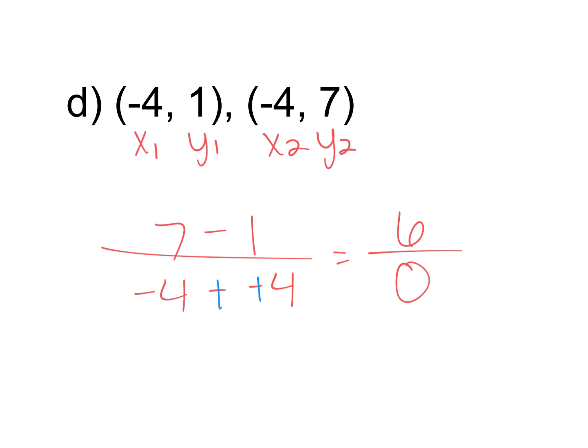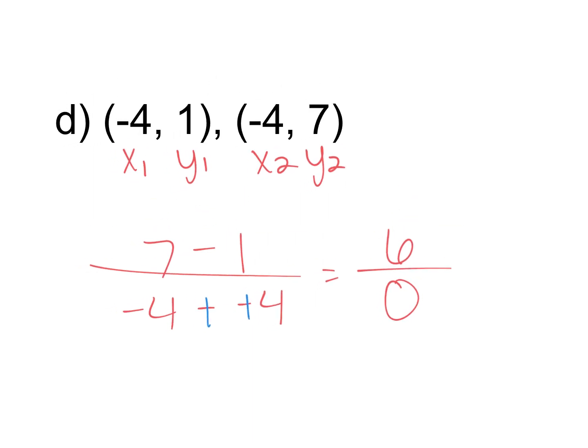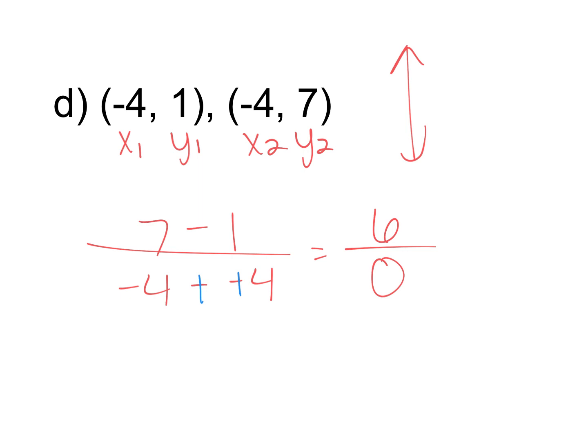Type that in your calculator. What does it say? 6 divided by 0. It gives you divided by 0 error probably, or undefined or something crazy. And the answer is undefined. So these points are going to make a vertical line. So that's why. And so the answer to this, do not put 0 because that's different. The answer is undefined.